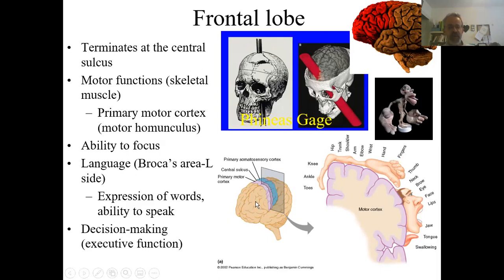Another function of the frontal lobe is the ability to focus, sometimes what we call focus, decision-making, executive function. This is the part of the brain where people who have ADHD, things like that, there may be some issues with that frontal lobe, some sort of developmental feature that interferes with their ability to focus.